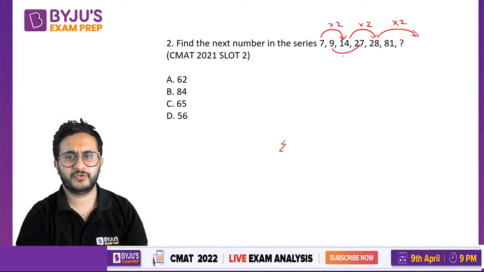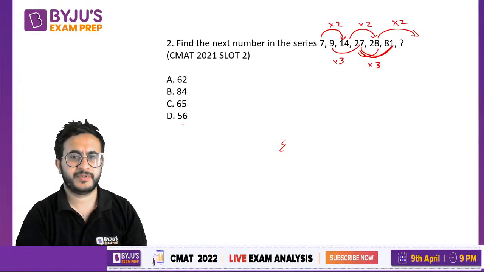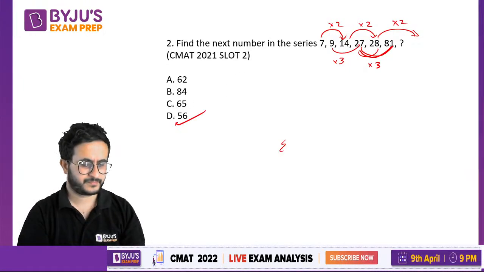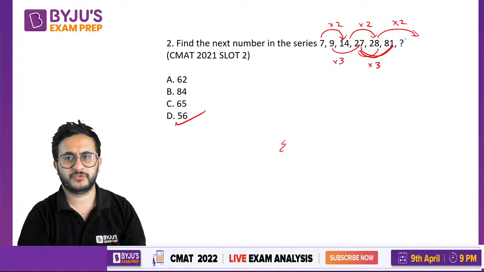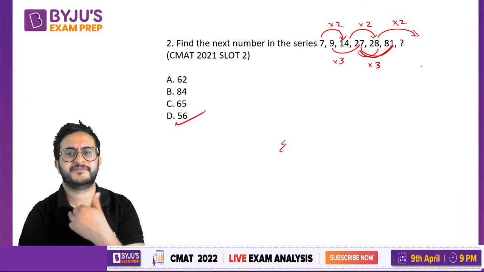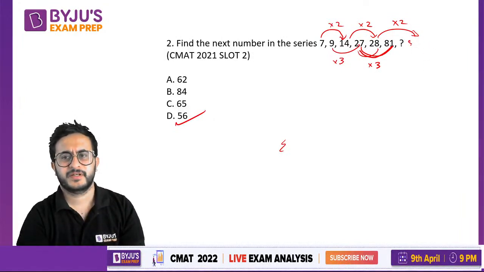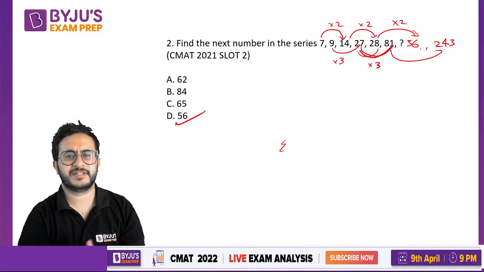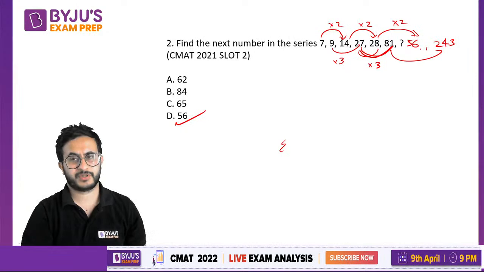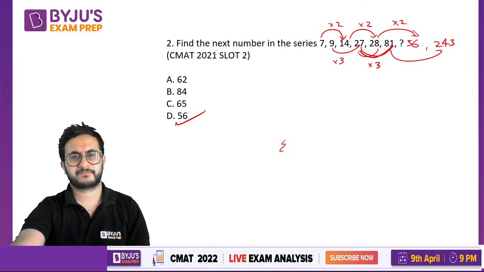So we are having two parallel series. This is into 3, this is into 3. So the next term should be 56. 28 into 2, 56. And then if they ask for the next term also, then it would be 56, and this into 3 will be 243. But they've asked just for one term. So that is 56.